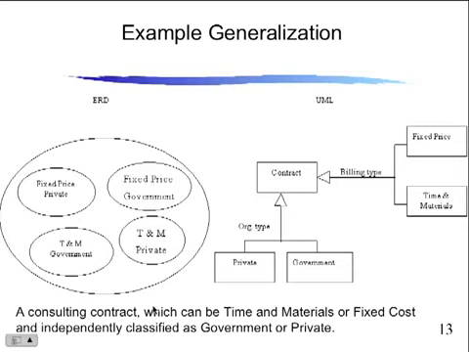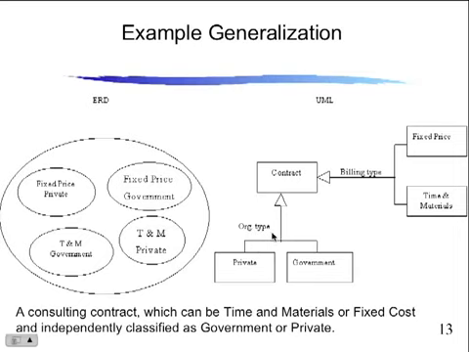A consulting contract can be time and materials or fixed cost, and independently classified as government or private. So we have government, private, fixed cost, or time and materials. Let's look at the UML as an example. This is a generalization, meaning that it can be a fixed price or it can be a time and materials costing.